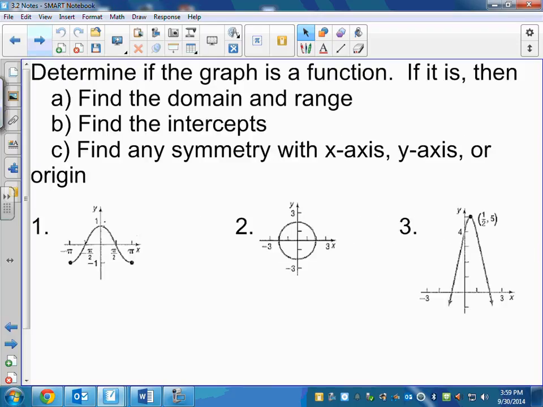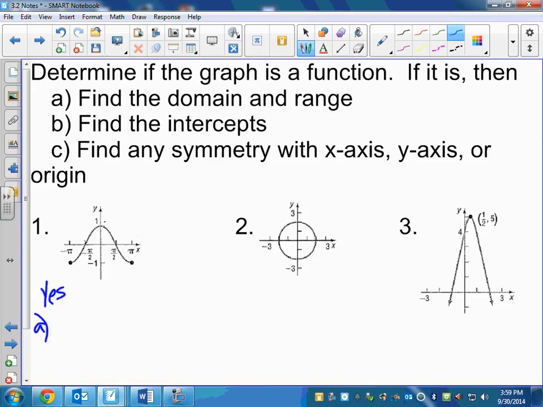So the first one says determine if the graph is a function. If it is, find the domain and the range, find the intercepts, and find any symmetry with the x-axis, the y-axis, or the origin. Remember that to be a function, it has to pass the vertical line test. What's super great about these problems is if it's not a function, you don't have to do parts A, B, and C. You can just say no. But number one is a function because it does pass the vertical line test. So I'm going to say yes.